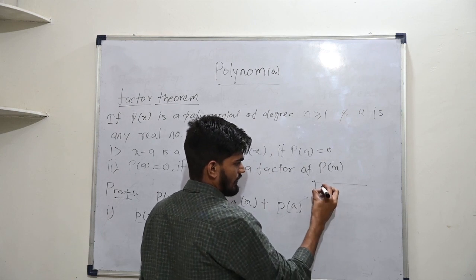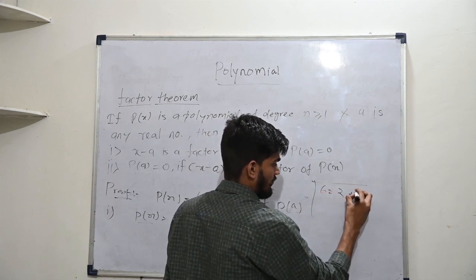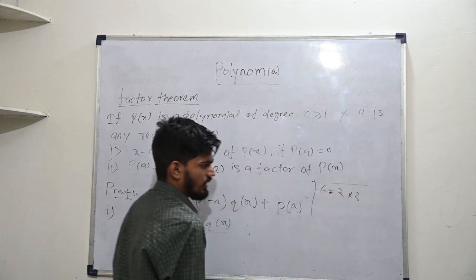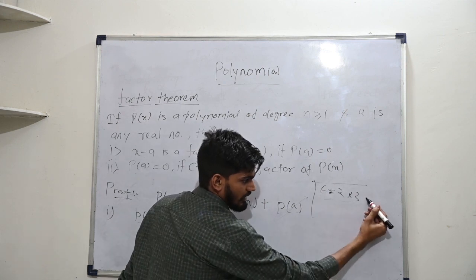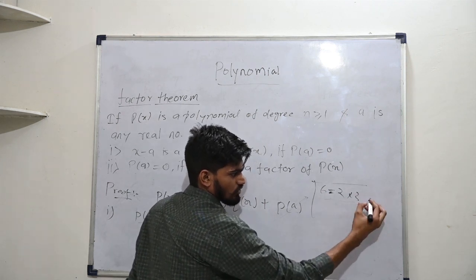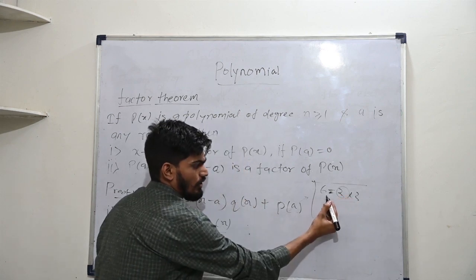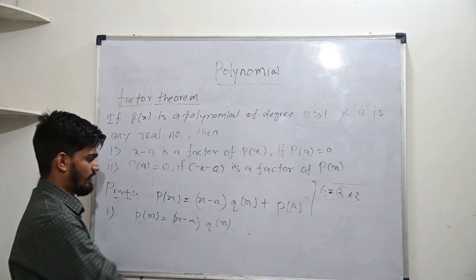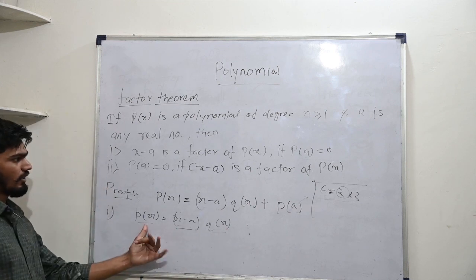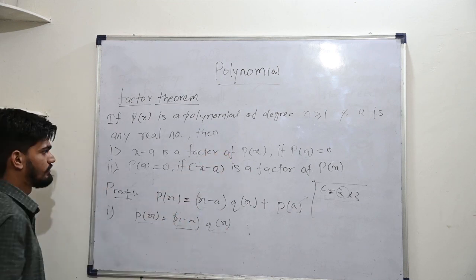Let's say I am writing 6 is equal to 2 into 3. Now this simply denotes that there is no remainder, or the remainder is 0. So this 2 is a factor of 6. The same way, this x minus a is a factor of P(x), which we had to prove.